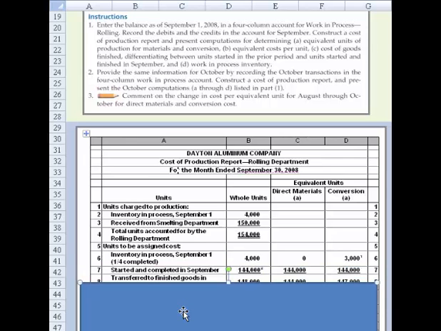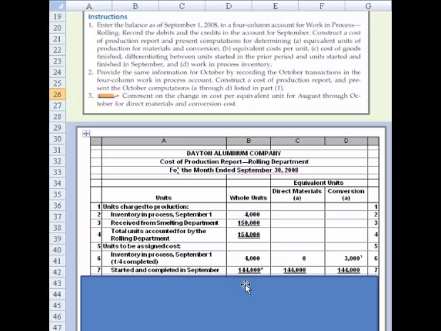Now, the other way to calculate that is to take the 150,000 units that were received from the smelting, and they told us that all but 6,000 were completed. So 150,000 less 6,000 gets us the 144,000 right above my mouse there. And since these were all started and completed in the same period, the equivalent units for both materials and conversion are the same, the full 144,000 units. That's why we carry that number over.